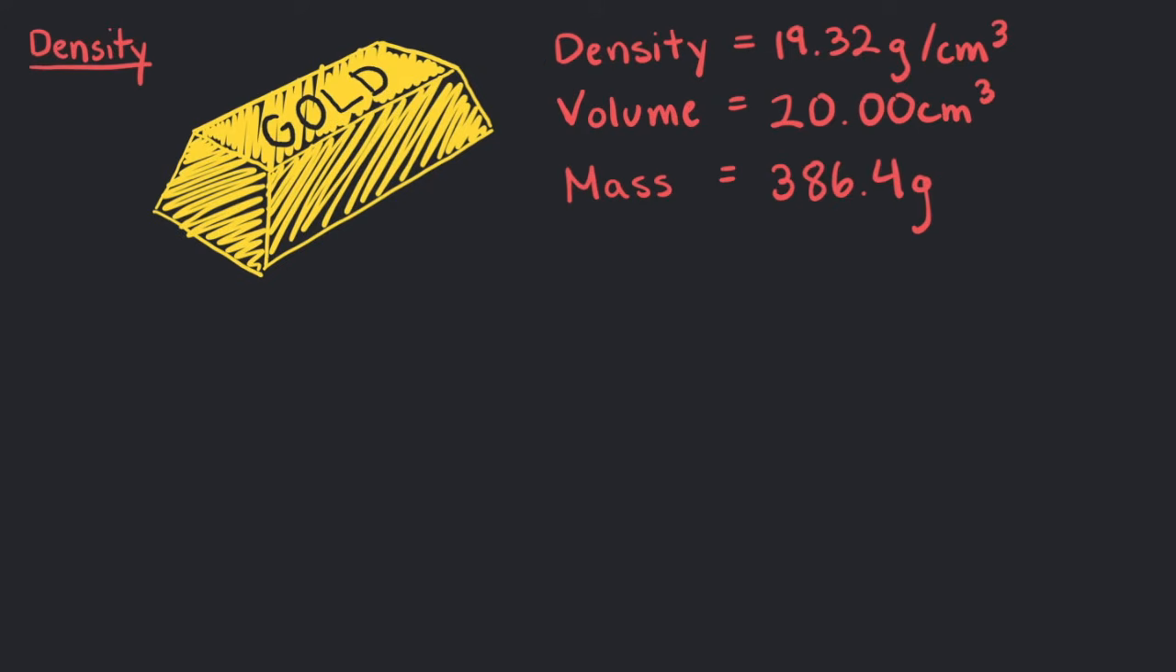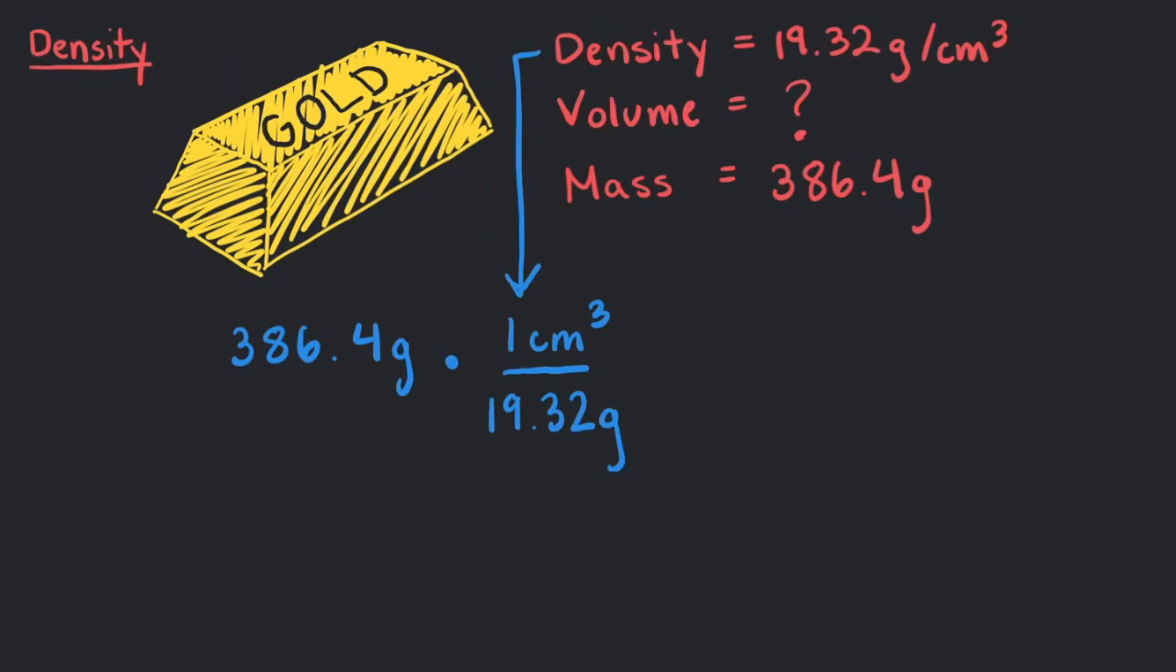If we had the mass in the problem and needed to find the volume, we would have to multiply by 1 cubic centimeter over 19.32 grams. Because of this, the grams can cancel out, while the cubic centimeters can remain on top for our final answer.